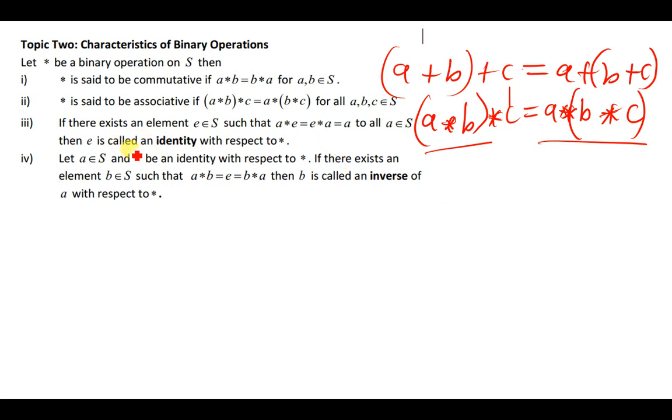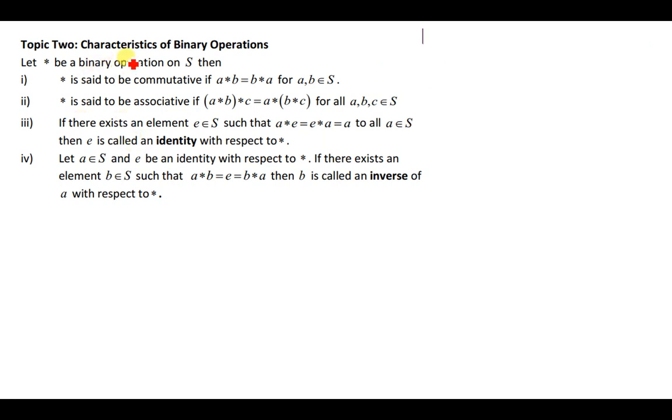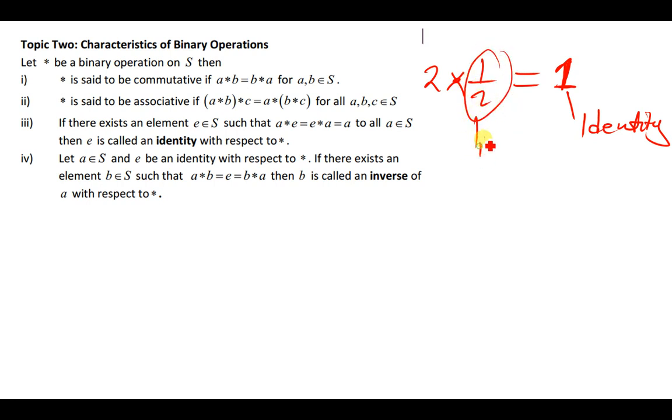So let's look at the inverse and the identity element. Let's take, for instance, you have 2. If 2 is a number that has been given, we notice that the inverse of 2 is 1 over 2. When you multiply any number with its inverse, the answer that you get is simply 1. This one in mathematics is called an identity element, and this one here is called an inverse.